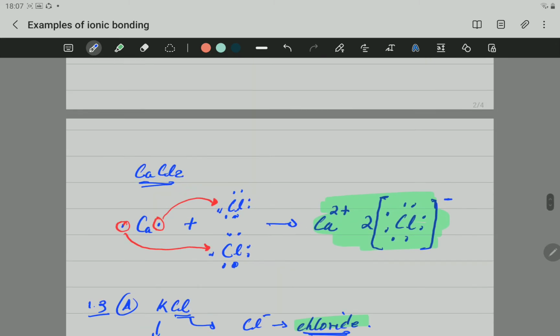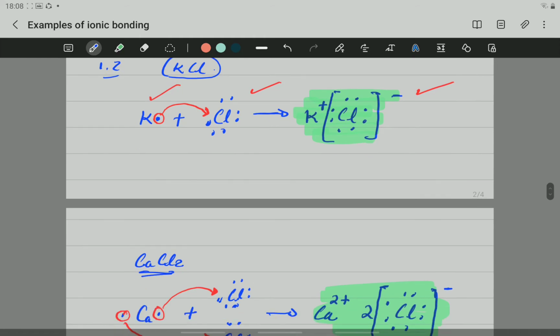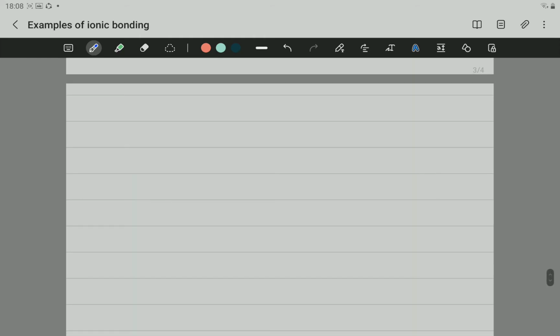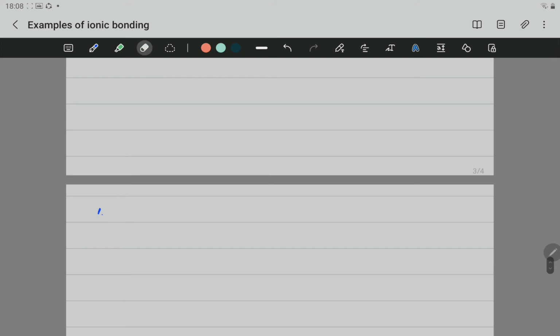Question 1.4: calculate the relative formula mass for each compound. So the relative formula mass for each compound is quite easy. So let's write the first compound. Compound A is KCl. So all you have to do is go to the periodic table and calculate the relative formula mass of KCl.